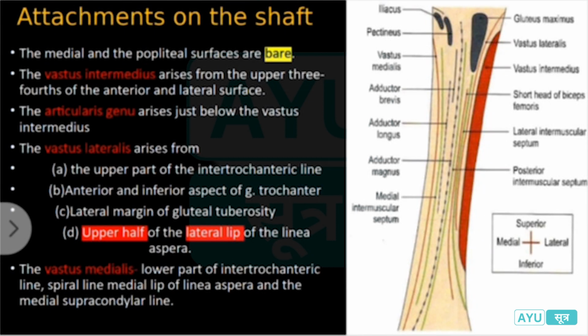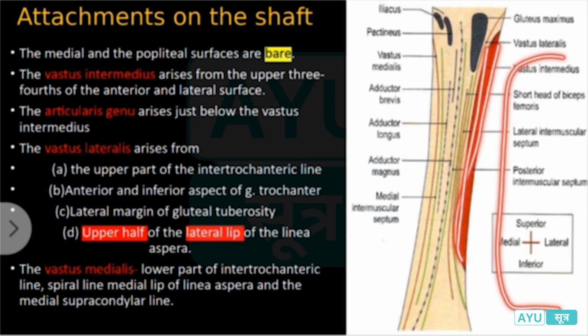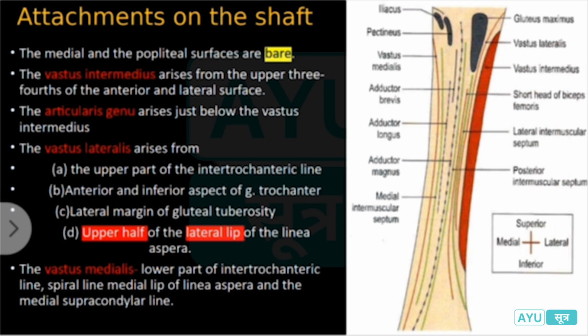Attachments of the shaft. Let's talk about the origin first. The vastus intermedius arises from the upper 3/4 of the anterior and the lateral surface. This is the lateral surface shown, and the vastus intermedius arises from the anterior surface like this. Below the vastus intermedius, articularis genu arises in the anterior surface.